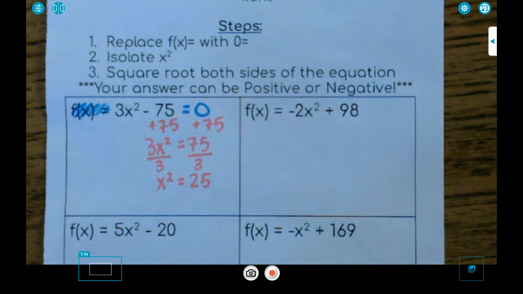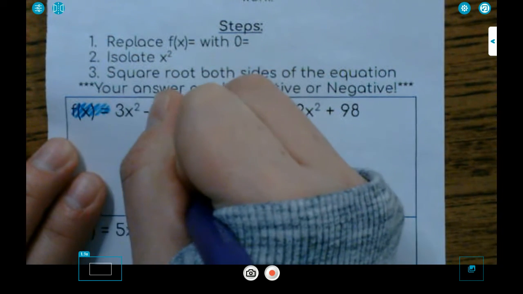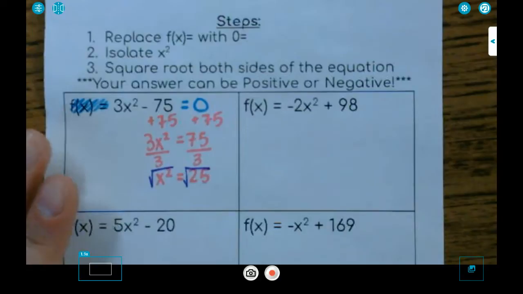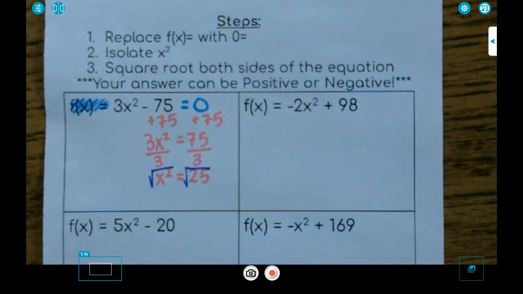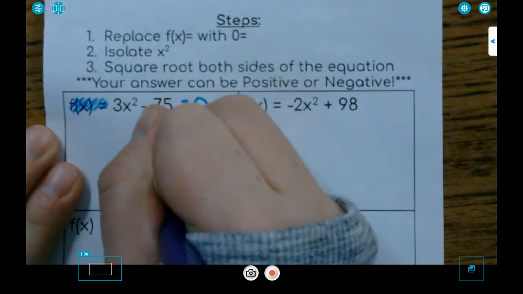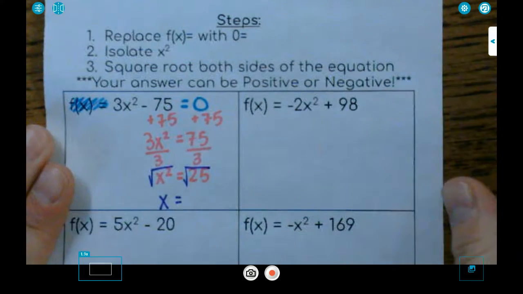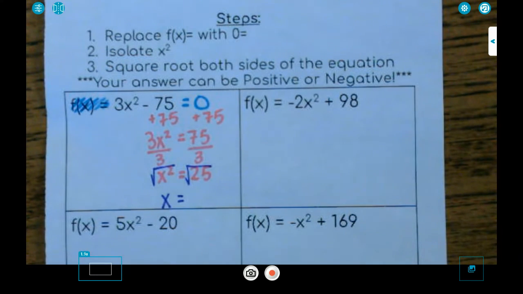So now that we have x squared by itself, x squared, or squaring something, is the opposite operation of a square root. So a square root symbol looks like this. I'm going to put both sides underneath the square root symbol. That square root and that squared cancel each other out. So x is now by itself. Then we have to take the square root of 25.